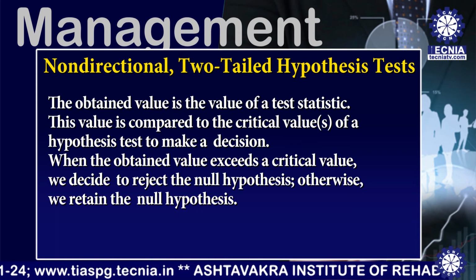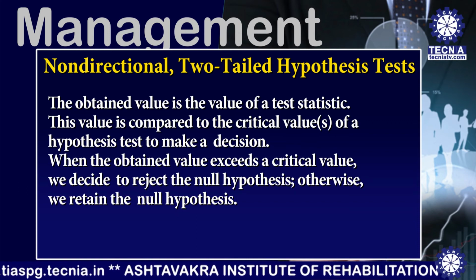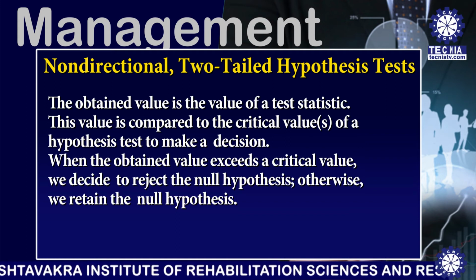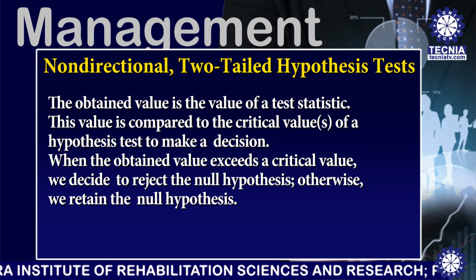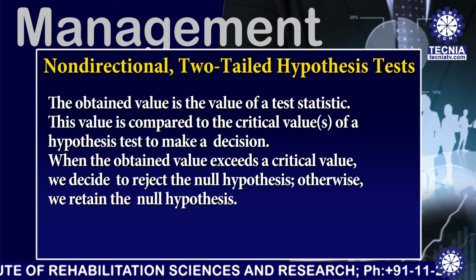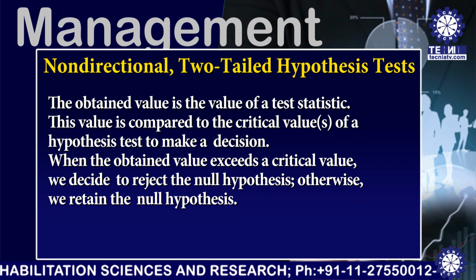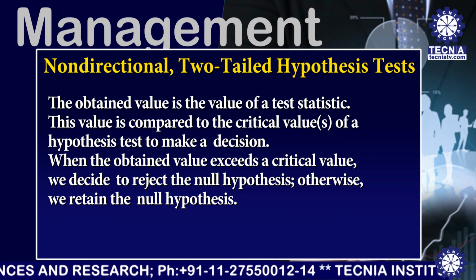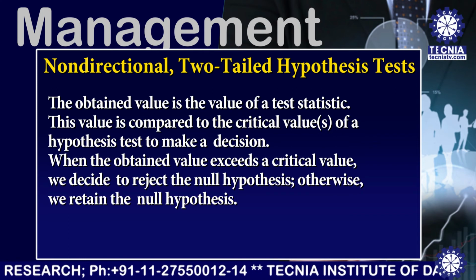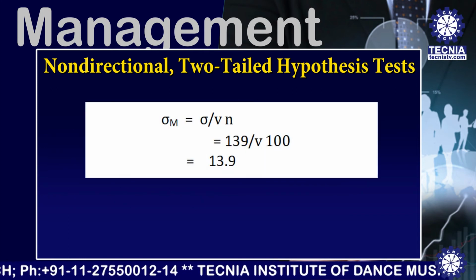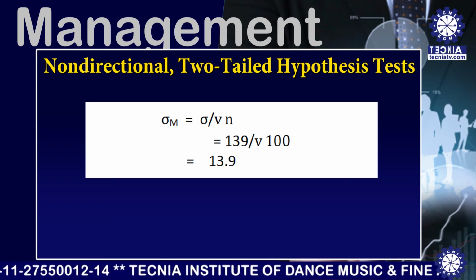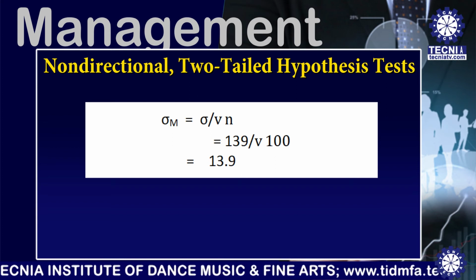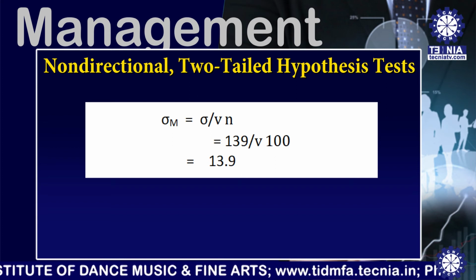The obtained value is the value of the test statistic. The value is compared to the critical values of a hypothesis test to make a decision. When the obtained value exceeds a critical value, we decide to reject the null hypothesis. Otherwise, we retain the null hypothesis. Sigma M equal to sigma divided by root n. Here, sigma equal to 139 and n equal to 100. So, the value of sigma M equal to 13.9.